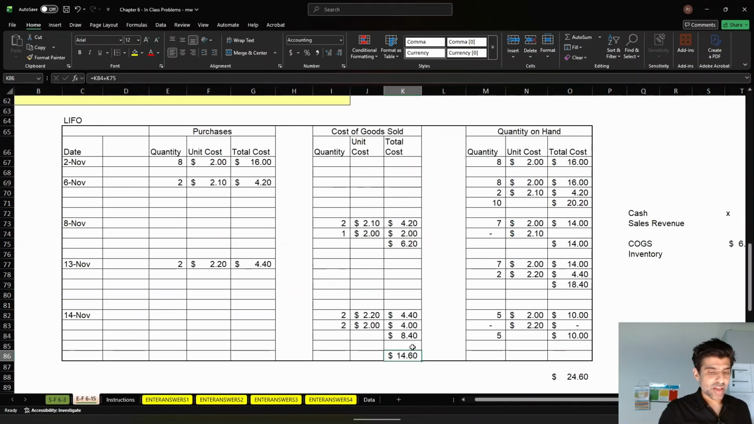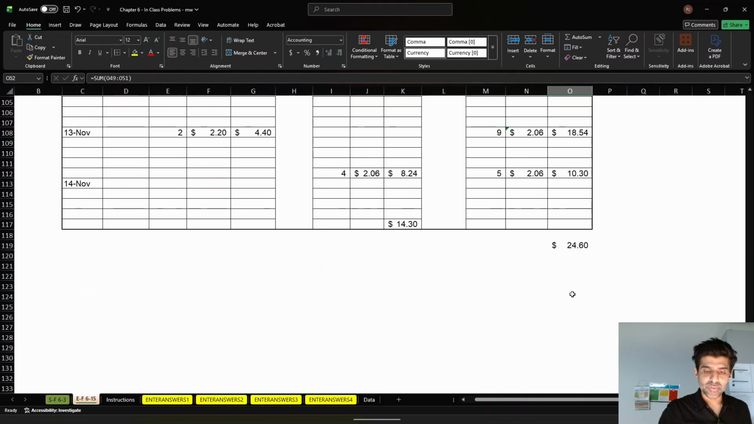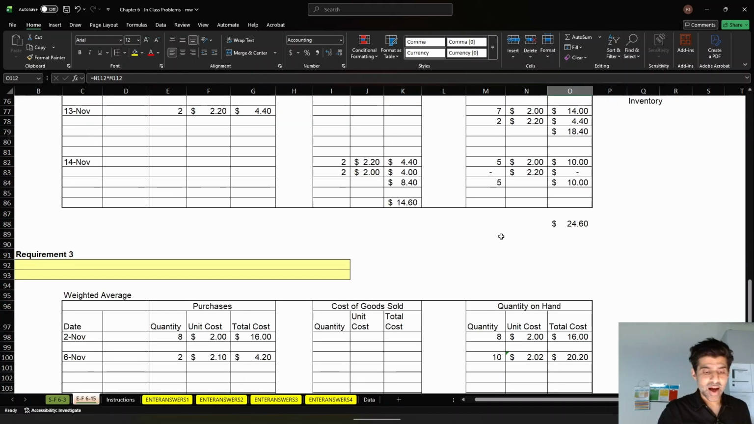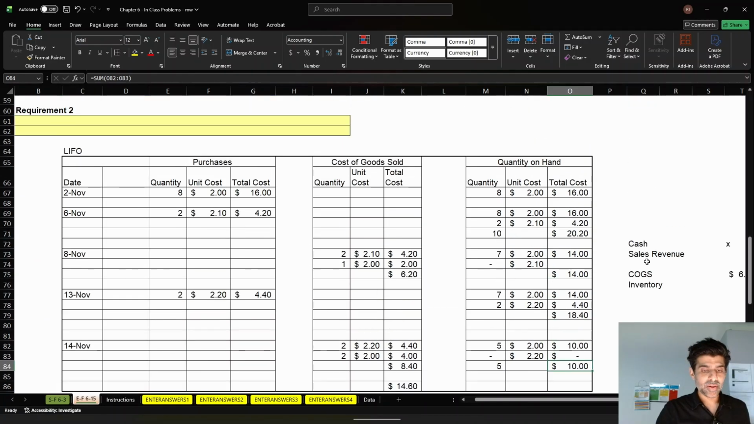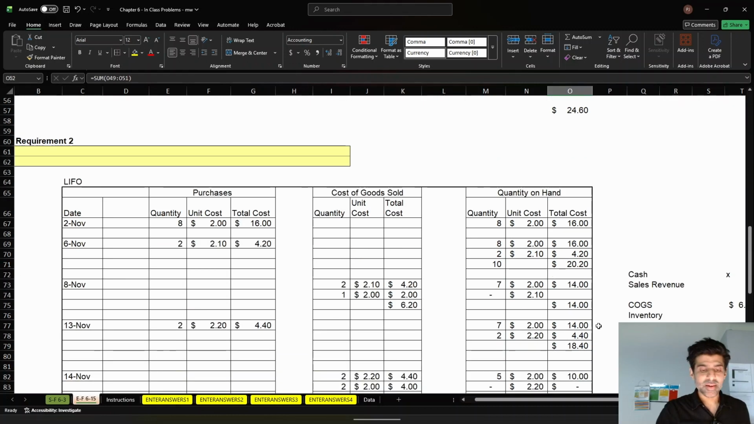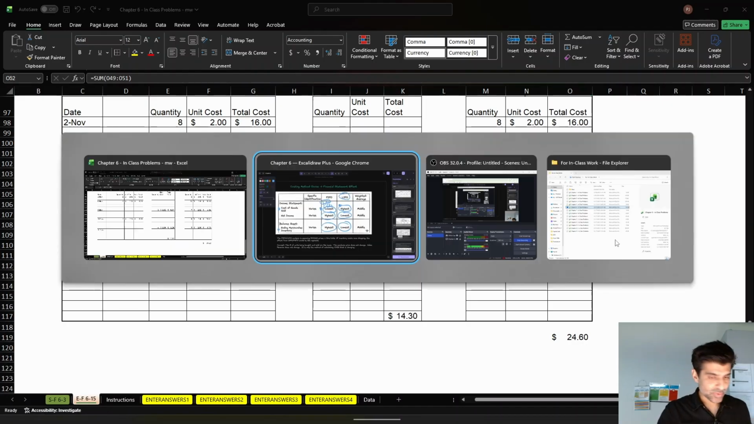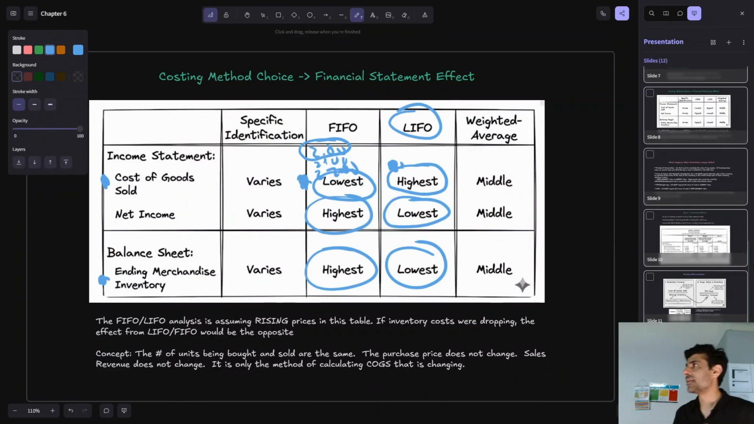So yes, LIFO did have the highest cost of goods sold, and it's supposed to therefore have the lowest inventory. So $10 versus $10.60 versus $10.30. So yes, highest cost of goods sold, but lowest inventory balance was LIFO. FIFO is the opposite. It had the lowest cost of goods sold, but the highest inventory balance. And then weighted average was just in between the two. Okay, so that's essentially what this table is saying.